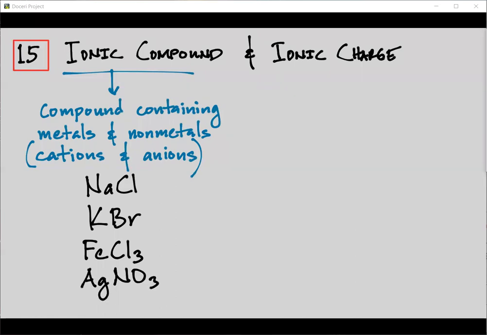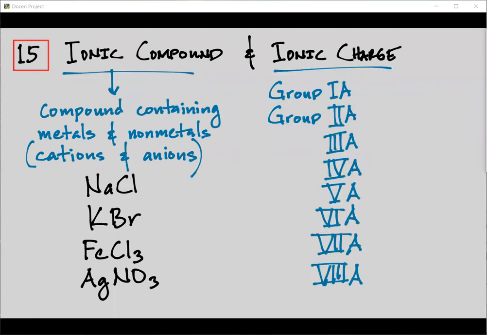Okay, so you can see that these are all ionic compounds based on their composition, right? So you have a metal, sodium, non-metal chlorine, metal potassium, non-metal bromine, and so on and so forth. So as long as you see a metal combined with a non-metal, automatically that's an ionic compound. Or if you have a cation combined with an anion, that's also an ionic compound.